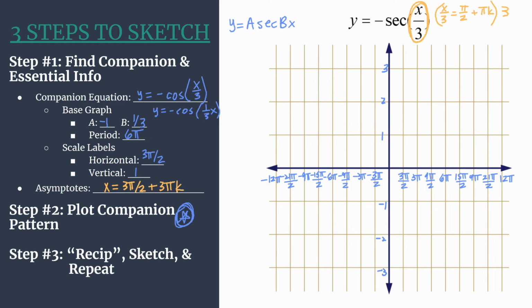So let's let k equal 0. We know that our final graph should have an asymptote then at 3 pi over 2. If you let k equal 1 and you do some simplification, you should see that another asymptote, the next one to the right in fact, will be at 9 pi over 2. Let k equal -1 to find another. So if k is -1, you should see that with some simplifying, you find an asymptote at x equals -3 pi over 2.